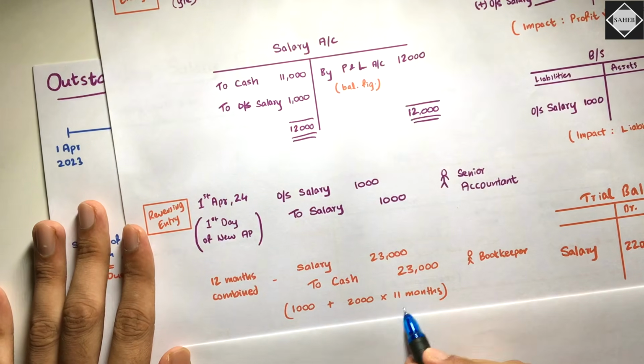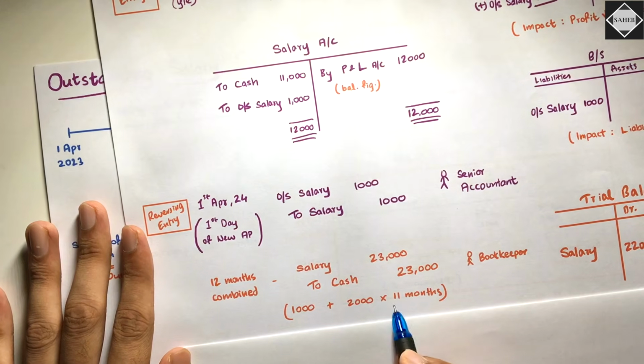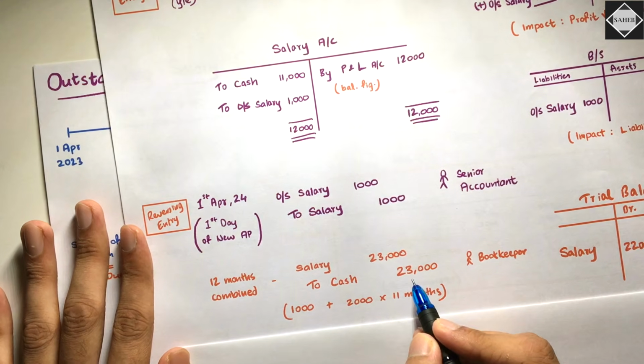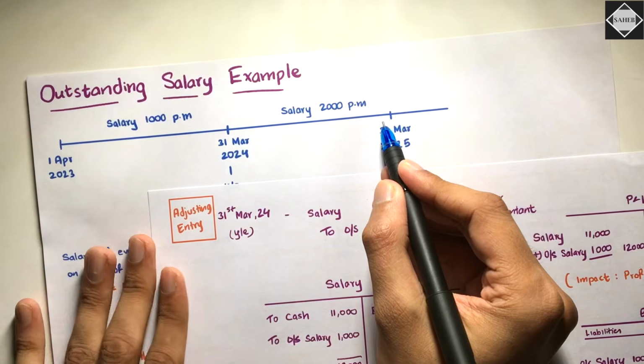Yeah, 2000 into 11, isn't it? So 1000 plus 2000 into 11, this is 22,000, that's equal to 23,000. Now you'll wonder, sir, why not 12 months? Why 11 months you are taking? It consists of 12 months, that's correct.